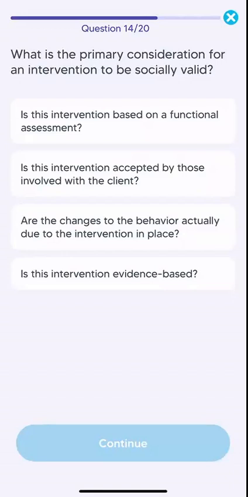What is the primary consideration for an intervention to be socially valid? Is the intervention based on a functional assessment? Is the intervention accepted by those involved with the client? Are the changes to the behavior actually due to the intervention in place? Is this intervention evidence-based? No, wait. What is the primary consideration for an intervention to be socially valid?